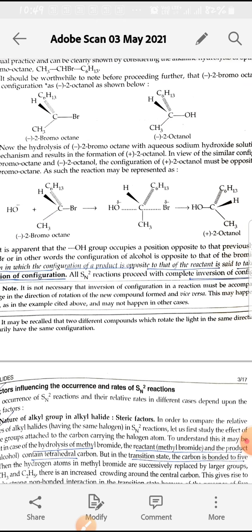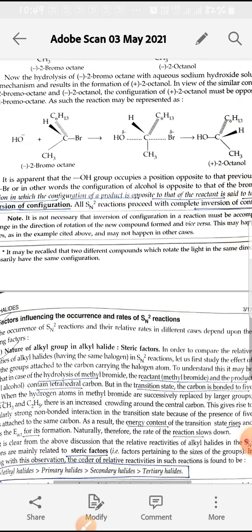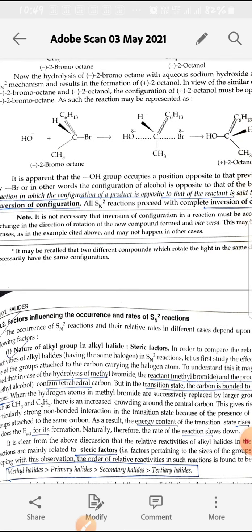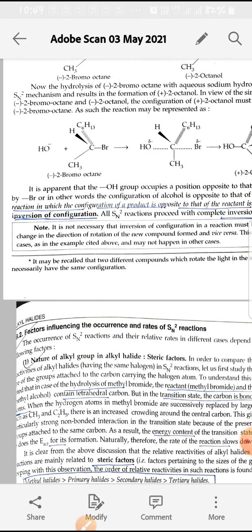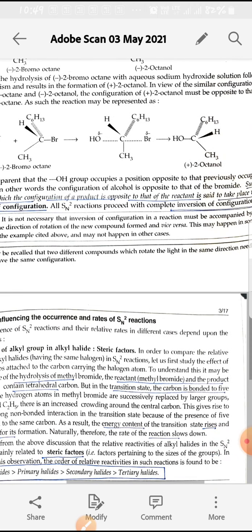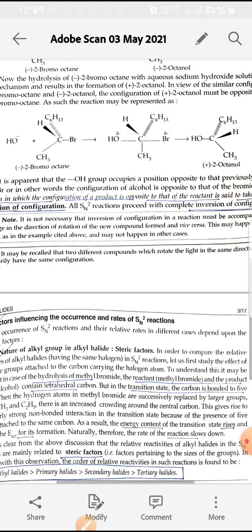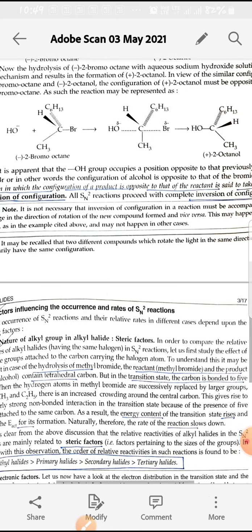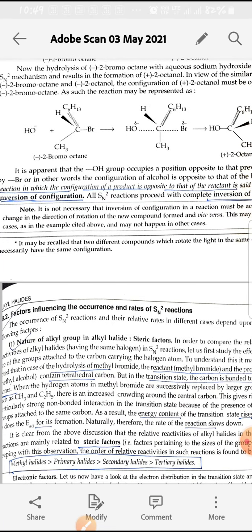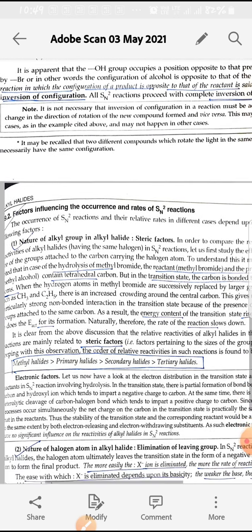And in the product, the OH negative is attached to the carbon atom opposite to the Br group, that is the leaving group. So the OH group occupies a position opposite to that of the carbon-Br group. In other words, the configuration of the product is opposite to that of the reactant. So that is called inversion of configuration. You know that Walden inversion is also inversion of configuration. So the product is having the opposite configuration as compared to the reactant, that is called inversion of configuration.